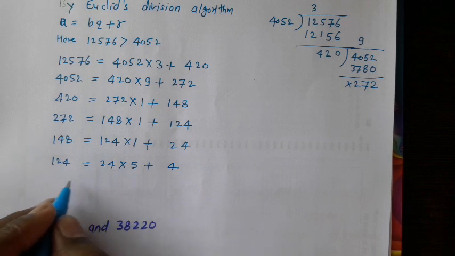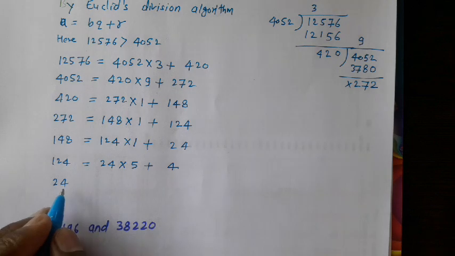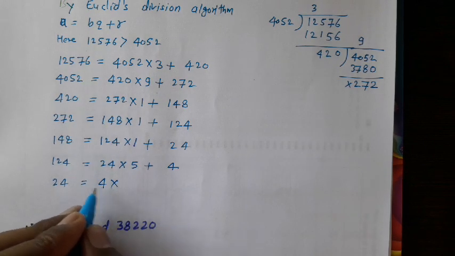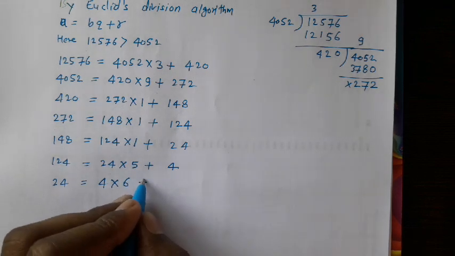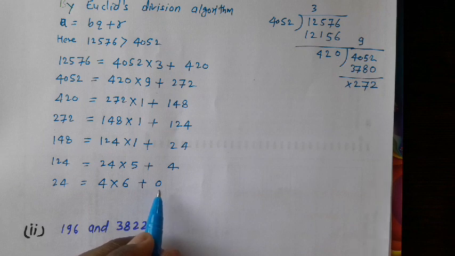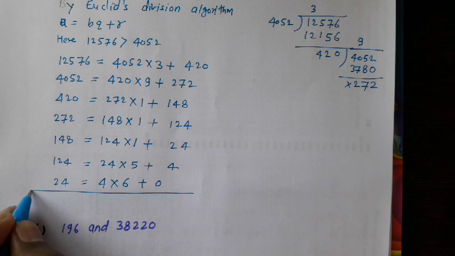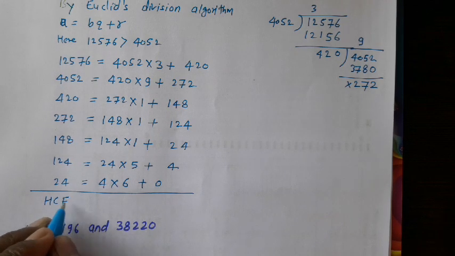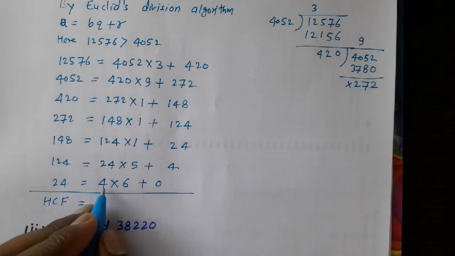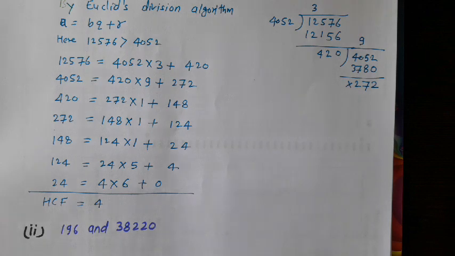Now 24 becomes the dividend, and the remainder becomes the divisor. Multiply by 6: 4 6s are 24, plus remainder 0. Now the remainder is 0. If the remainder is 0, then we can find the HCF. Here you draw a line. Now you write HCF is equal to the divisor. Here the divisor is 4, so 4 will be the HCF. This is the answer.